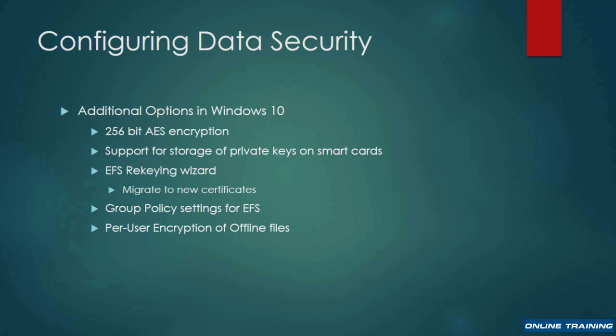There is an EFS rekeying wizard now. Some of these were introduced in Windows 8, and that allows you to migrate to new certificates. There are a whole ton of policy settings for EFS, and then offline files can be encrypted as well, and that's a per user encryption of those offline files. So there are some additional options that we have in Windows 10 if you plan to be using this, especially in a larger business environment.